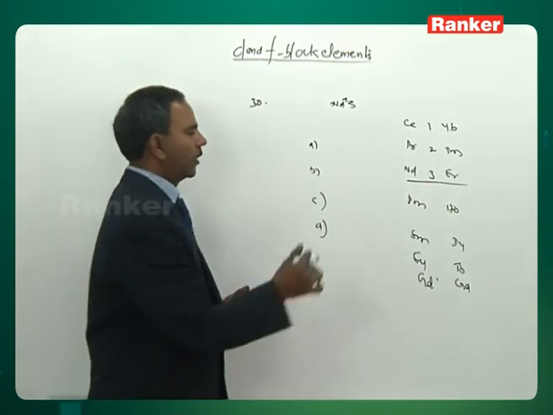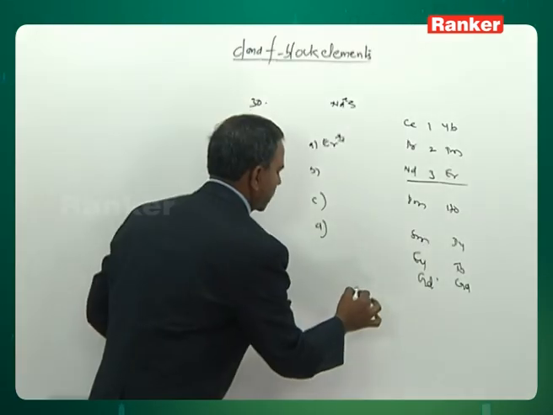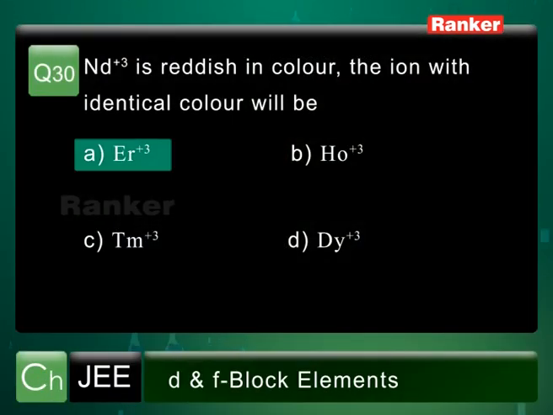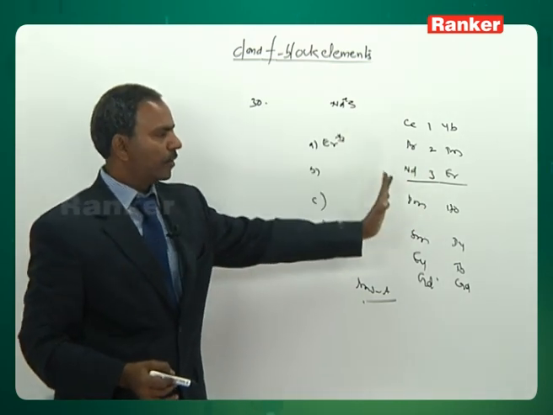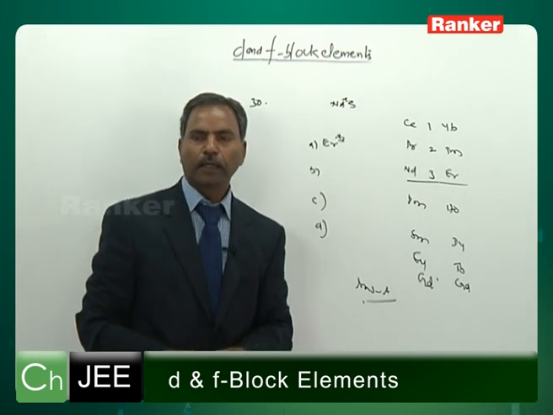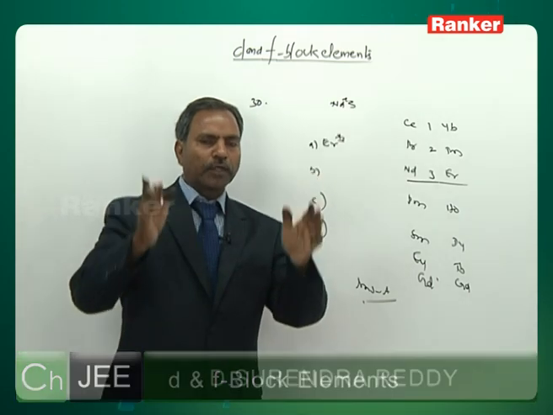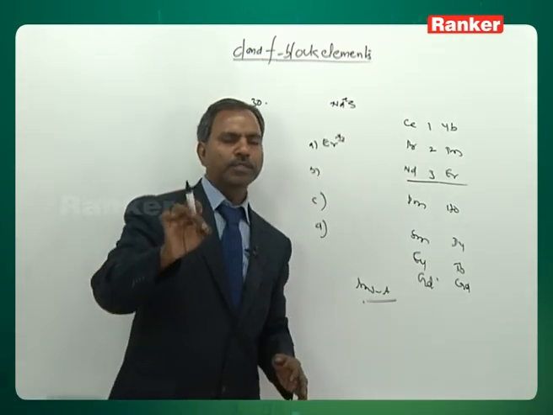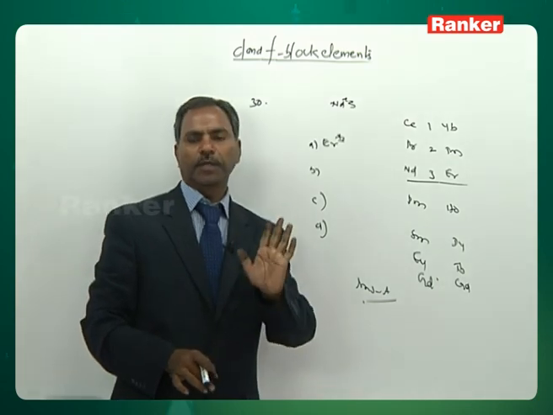So what is the answer here? Erbium plus 3 is the correct option. So A is the answer. Neodymium and erbium plus 3 both have the same number of unpaired electrons, and their color is found to be more or less identical. This concept is very important. For this, you have to remember all the 14 lanthanides. You should be in a position to write this particular table, otherwise you cannot answer in the examination.